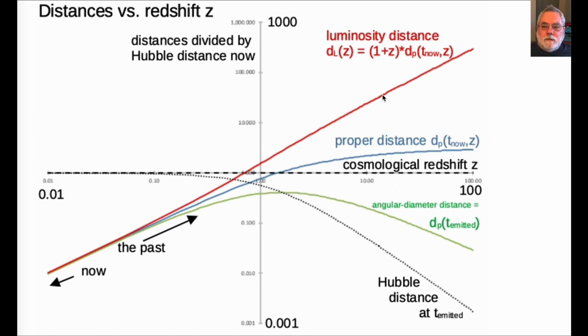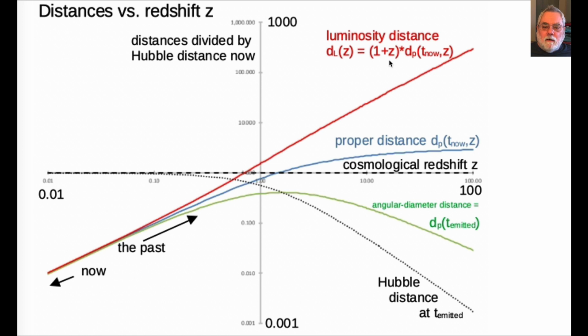The red curve is the luminosity distance, how far the galaxy seems from its luminosity and the flux we observe. The luminosity distance is 1 plus z times the present proper distance, and the light is dimmer than simply by distance due to the expansion of the universe. Observing distant early galaxies requires powerful telescopes able to image in the infrared, such as the James Webb Space Telescope.